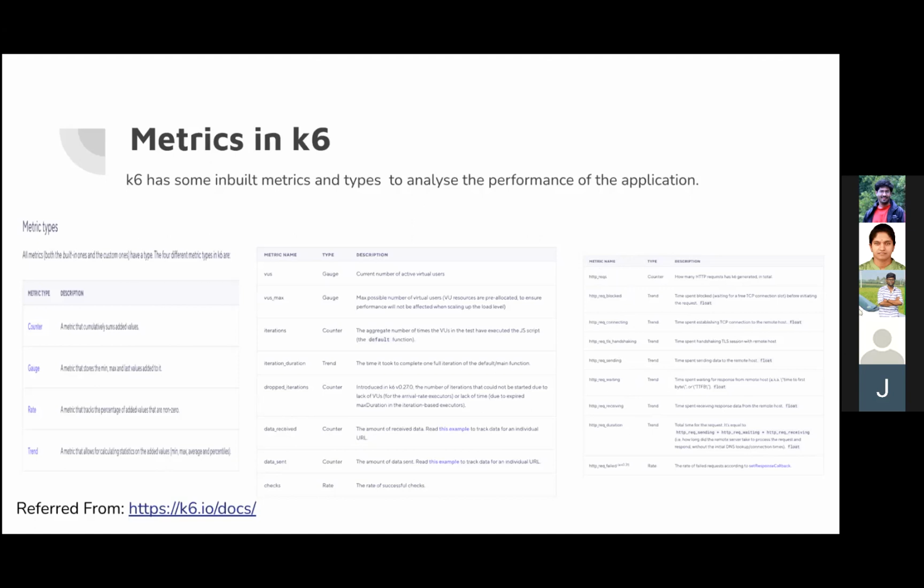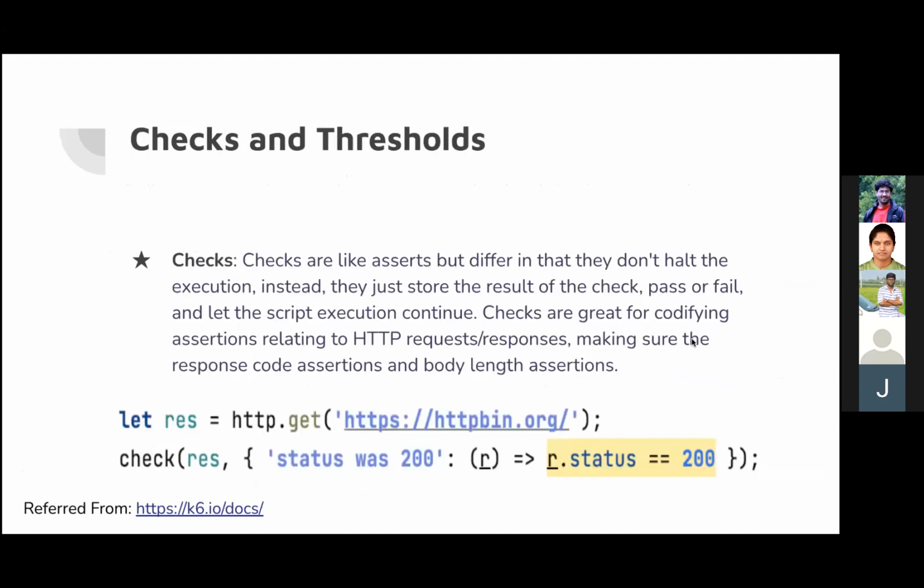And here there is one more thing called checks. Checks are inbuilt in K6, which are used for asserting. You can assert the status of a particular HTTP API call. Let's say if I'm sending a GET call, you can assert whether the status is 200, 400, 500, like that. So these are the metrics we are going to use in K6.